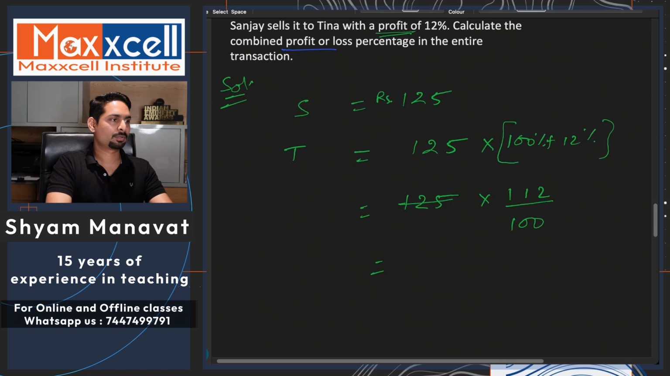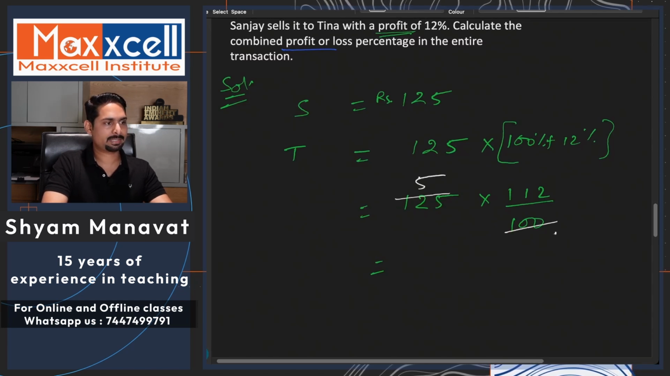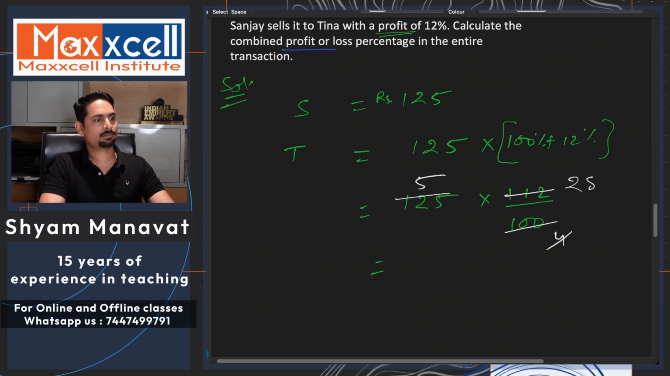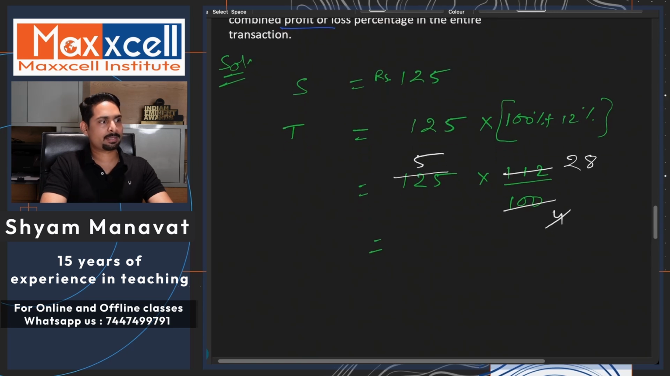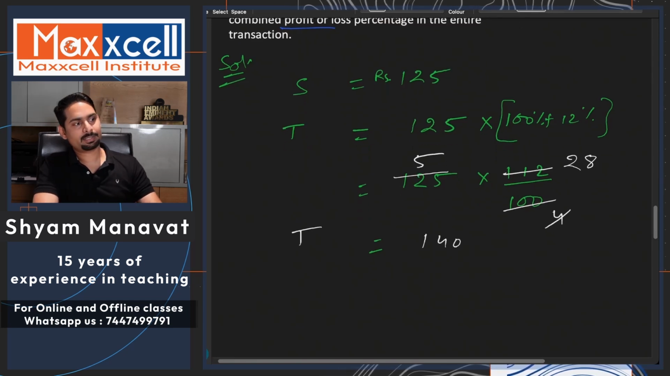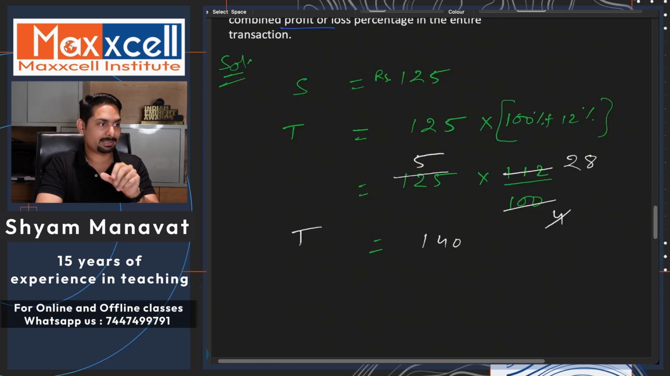25, 5s are 25, 4s cancel, 4 2s are 8, we got 3, 8s are 32, correct. Now 5 into this will get you 140. So for Tina it cost how much? 140. So now see the steps.